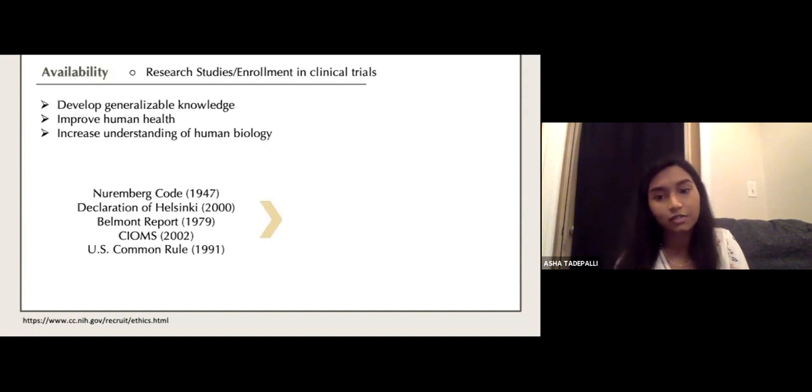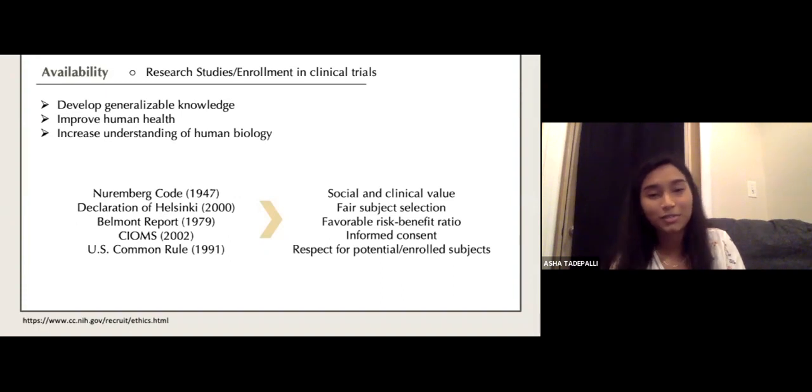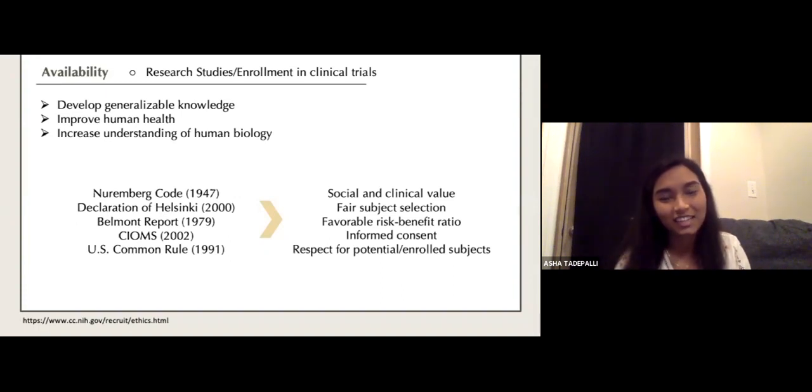The National Institutes of Health outlined 5 key requirements for the validity of research in light of the past, including that they contribute social and clinical value, fair subject selection, favorable risk-benefit ratio, informed consent, respect for potential and enrolled subjects, and finally, scientific validity.